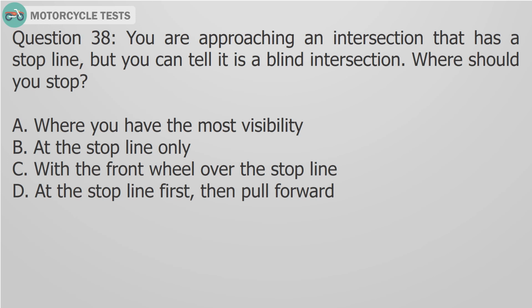Question 38. You are approaching an intersection that has a stop line, but you can tell it is a blind intersection. Where should you stop? A. Where you have the most visibility. B. At the stop line only. C. With the front wheel over the stop line. D. At the stop line first, then pull forward.